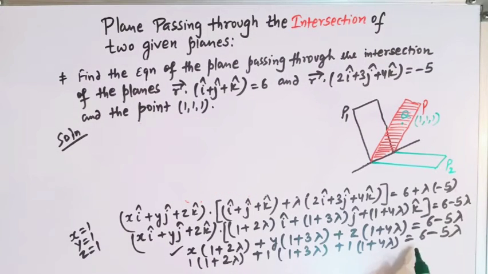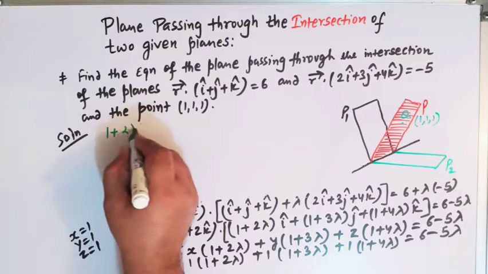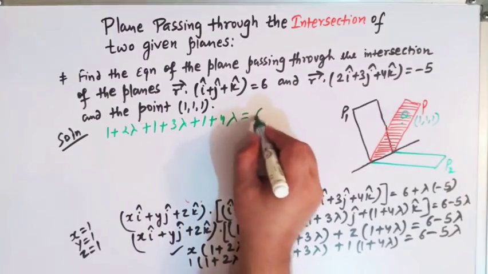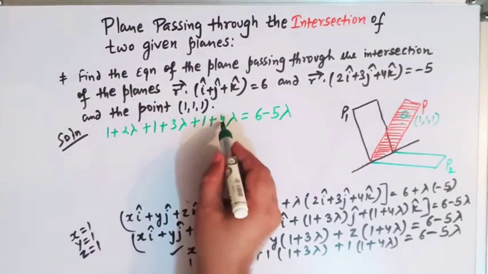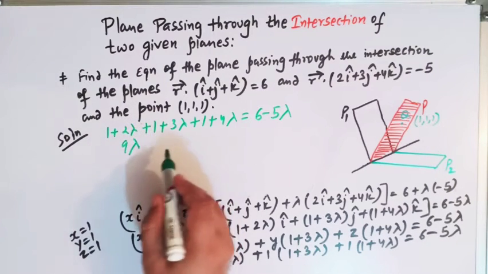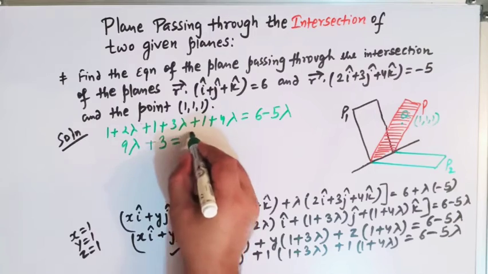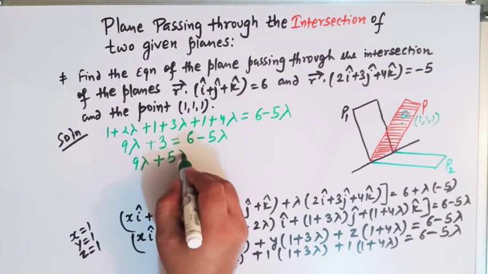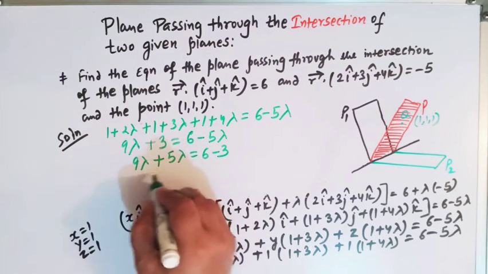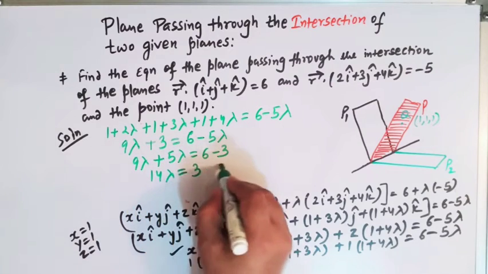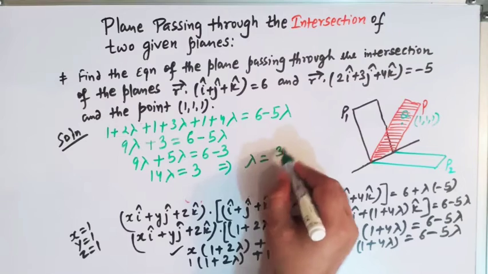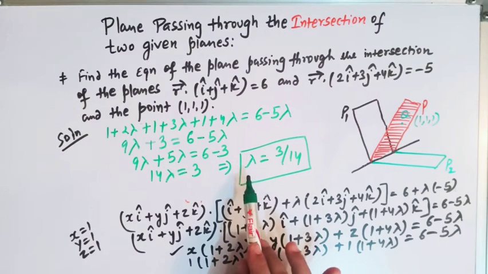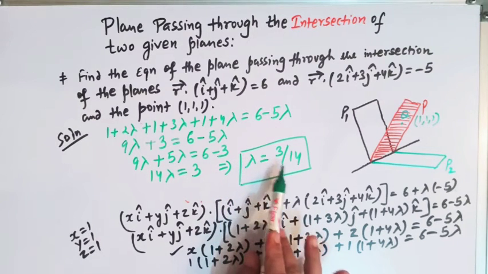Now if we solve this equation, we get 1 plus 2 lambda, then 1 plus 3 lambda plus 1 plus 4 lambda equal to 6 minus 5 lambda. So this is 3 plus 9 lambda, and this is 6 minus 5 lambda. So this can be written as 9 lambda plus 5 lambda equal to 6 minus 3. So we have 14 lambda equal to 3, and the value of lambda is 3 by 14, right? So we have obtained the value of the unknown lambda equal to 3 by 14.